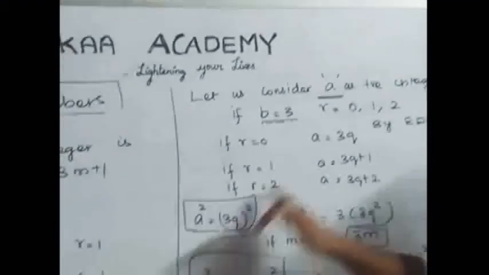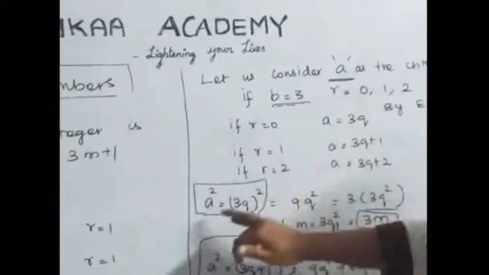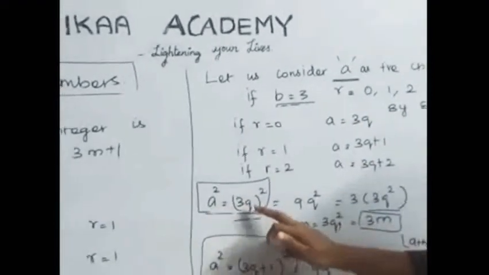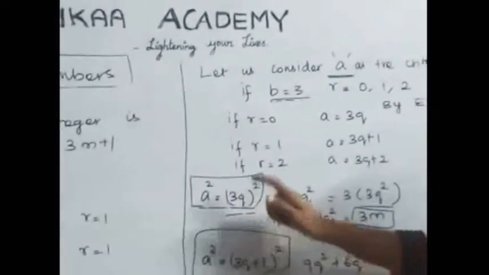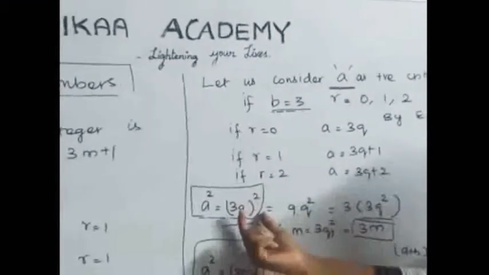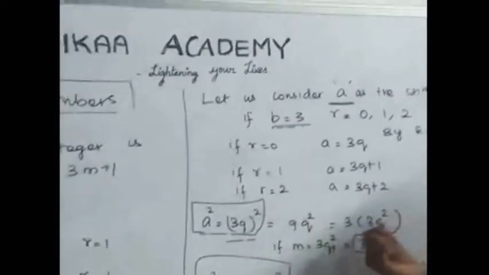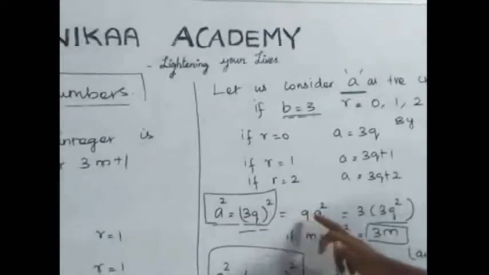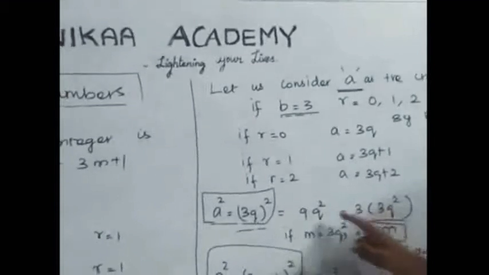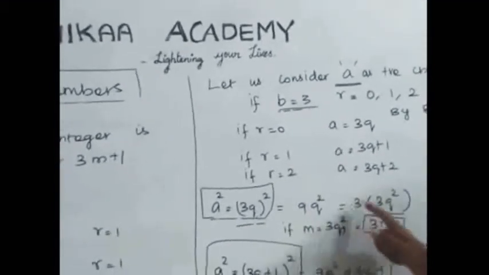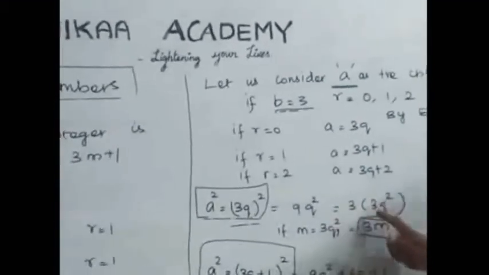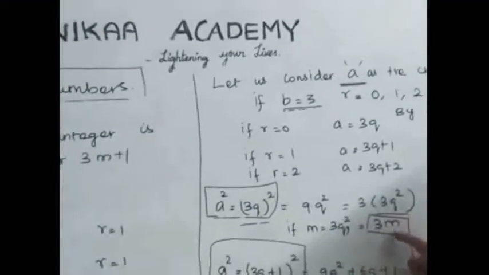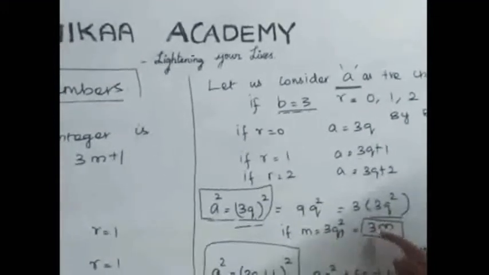Now take this positive integer a. First take the value a equal to 3q. Square both sides because we have to square it, and the square should be in the form of 3m or 3m plus 1. So you will get 9q squared. Here it is divisible by 3, so we can take 3 outside. So you have 3q squared. Here this 3q squared is going to be m, so your final equation will be 3m.